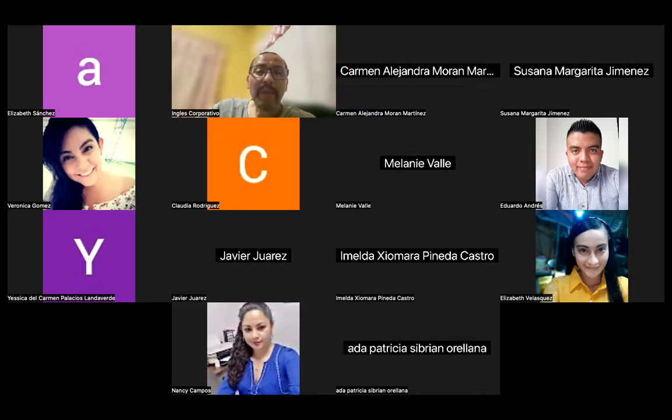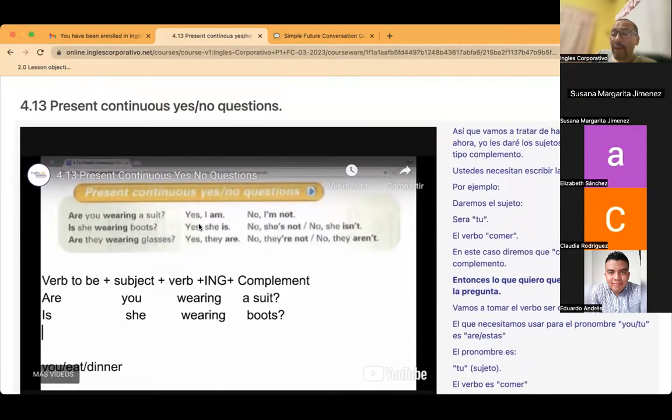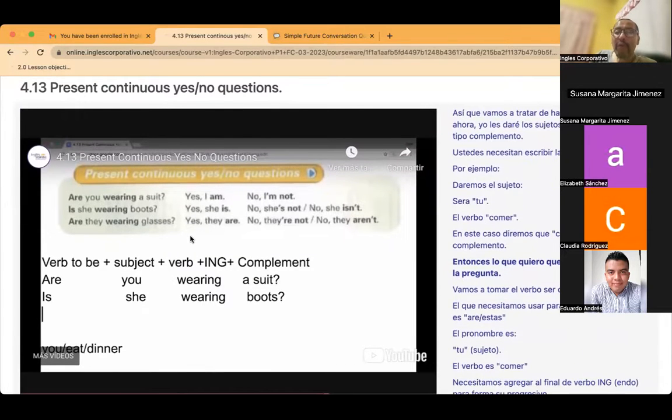Entonces, ¿qué vamos a hacer? En este momento vamos a preguntarle al compañero diferentes preguntas. Are you watching Netflix? Are you listening to music? Are you eating tacos? O lo de la ropa. Are you wearing glasses? Are you wearing shorts? ¿Estamos bien cómo formar las preguntas? Yes, it's okay. Excelente. Si hay alguna duda o no están claros, pueden hacer referencia a la 4.13, que están los ejemplos de cómo hacer las preguntas.